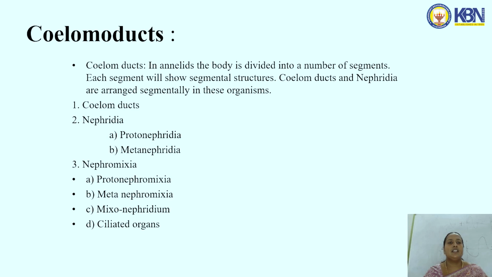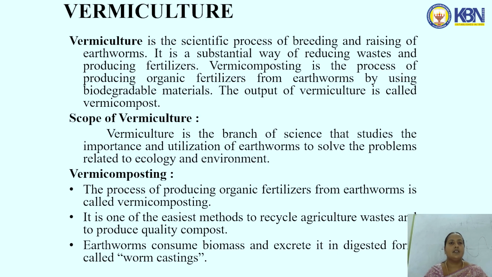Coelomoducts. In annelids, the body is divided into a number of segments. Each segment will show segmental structures. Coelomoducts and nephridia are arranged segmentally in these organisms. The second one is nephridia. Nephridia are again divided into protonephridia and metanephridia. The third one is nephromyxia. It is again divided into protomyxia and metanephromyxia. The third one is myxonephridium. The fourth one is ciliated organs.